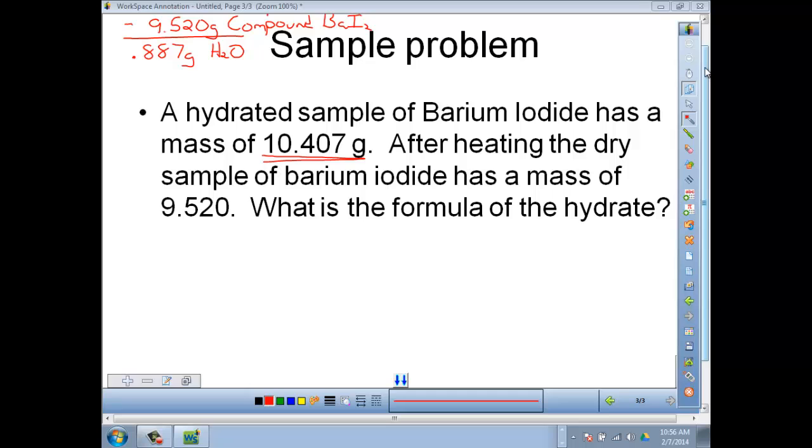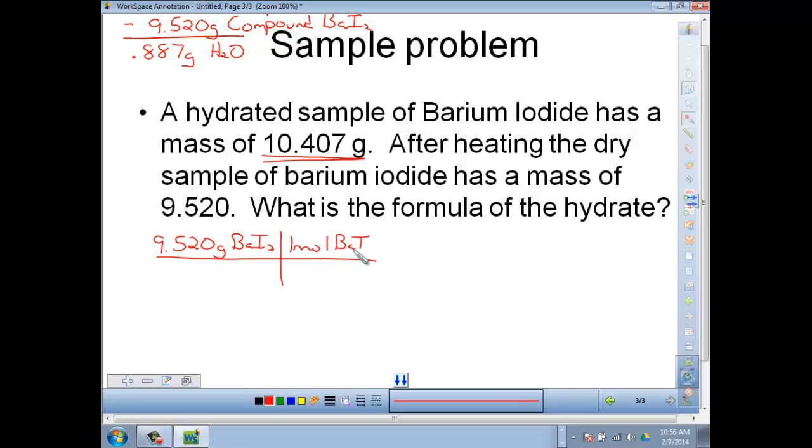So let's go ahead and look at this problem. We're going to start off with our givens. So we have 9.520 grams of BaI2, and you have to convert that to moles. So 1 mole of BaI2, and that's going to be grams of BaI2. Next, we've got to take the water and convert it to moles. So 0.887 grams of water, 1 mole of water. When you add up the BaI2, you should end up with about 391.1 grams.